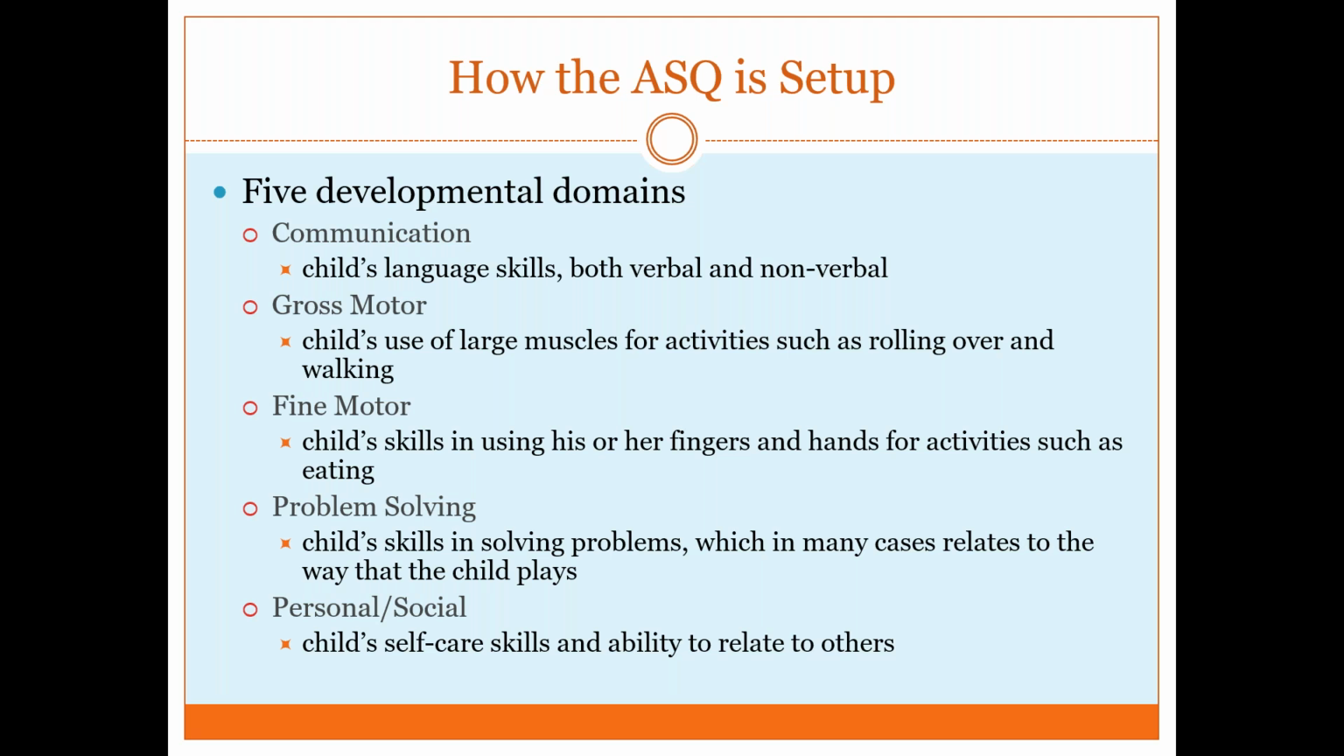And then lastly, the final of the 5 domains is personal social. And this is how the child deals with themselves, how they practice self-care skills, feeding themselves or things like that, and also the ability to relate socially to others, how they play with toys and how they play with others.